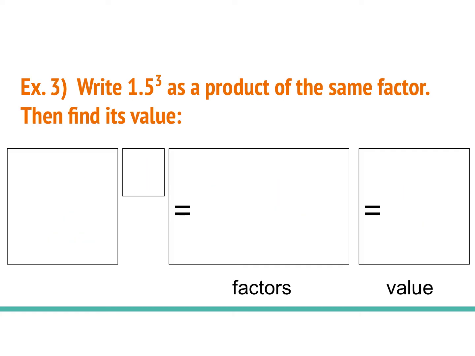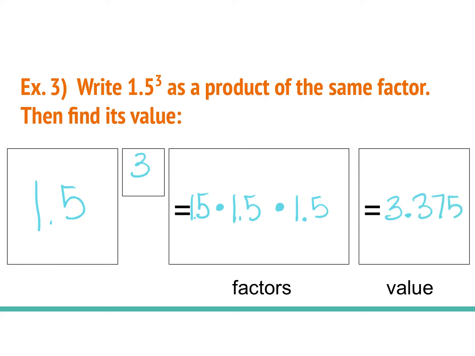Write 1.5 to the 3rd as a product of the same factor, then write the value. So I'm going to put 1.5 to the 3rd, and that means 1.5 times 1.5 times 1.5. When I multiply 1.5 times 1.5 times 1.5 in my calculator, I get 3.375 as my value. When it says as the same factor, all it means is to multiply the 1.5s together to show that, and then the value would be the answer.